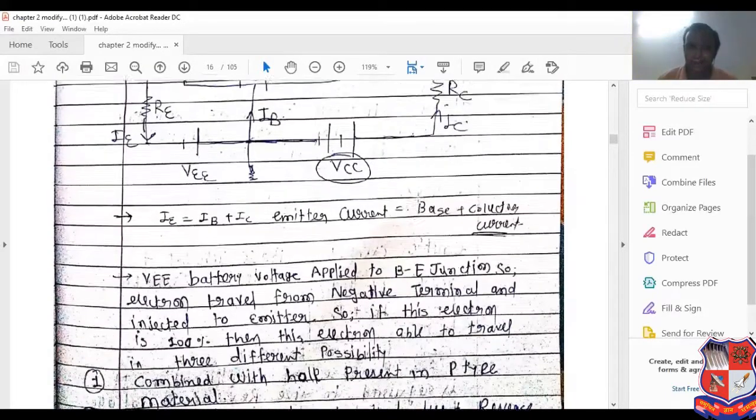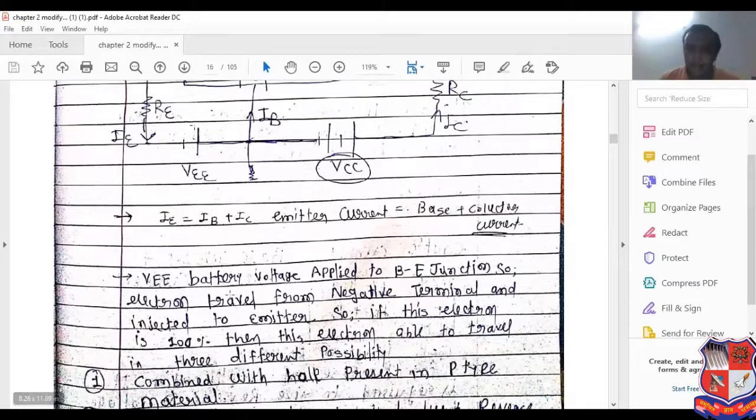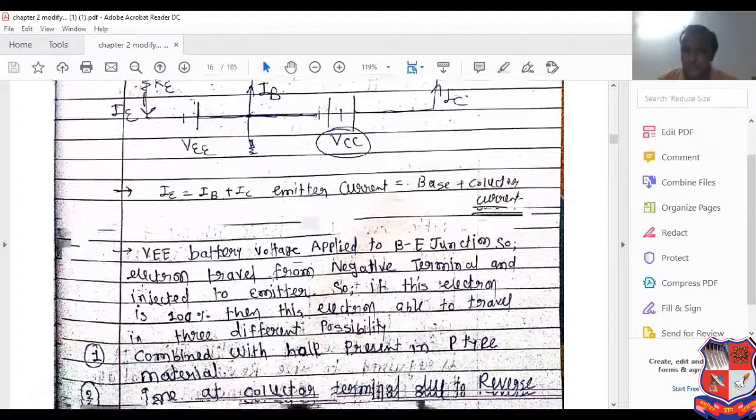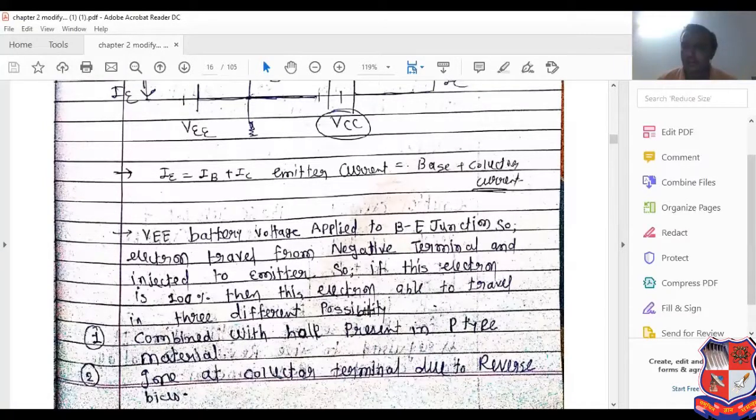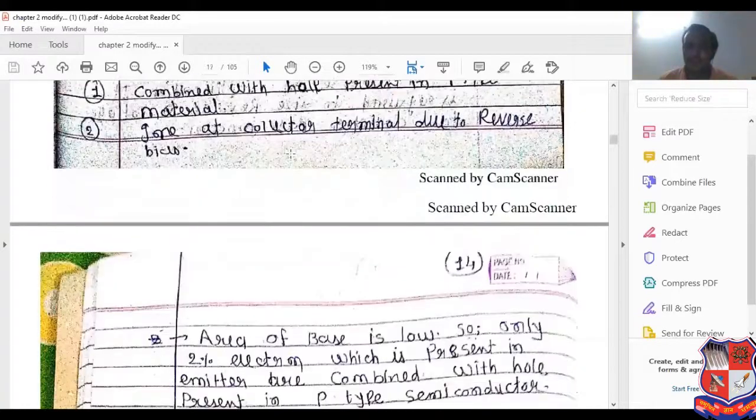IE equals IB plus IC. See this from the diagram: IE is the outside current, the base current is inside, and the collector current is also inside. Current always goes from the positive terminal to the negative terminal. Electrons always travel from the negative terminal to the positive terminal. Now, the VEE battery voltage is applied to the base emitter junction, so electrons travel from the negative terminal to the positive terminal and are injected into the emitter. If this electron flow is 100%, the electrons can be distributed in three different possibilities.